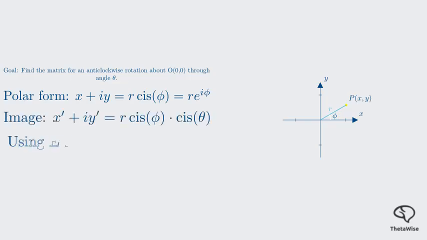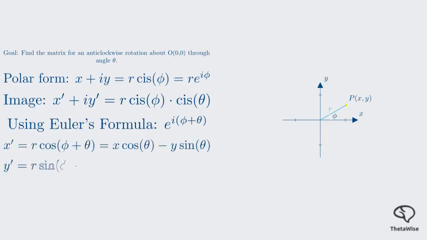So, the complex number of the image point, x prime plus iy prime, is the complex number of the object point times cis theta. Now we convert this back to Cartesian form by expanding it using Euler's formula. The image is r cis of phi plus theta. Expanding this gives us the real part x prime and the imaginary part y prime. We can rewrite r cos phi as x and r sin phi as y, which leads to the expressions for x prime and y prime.